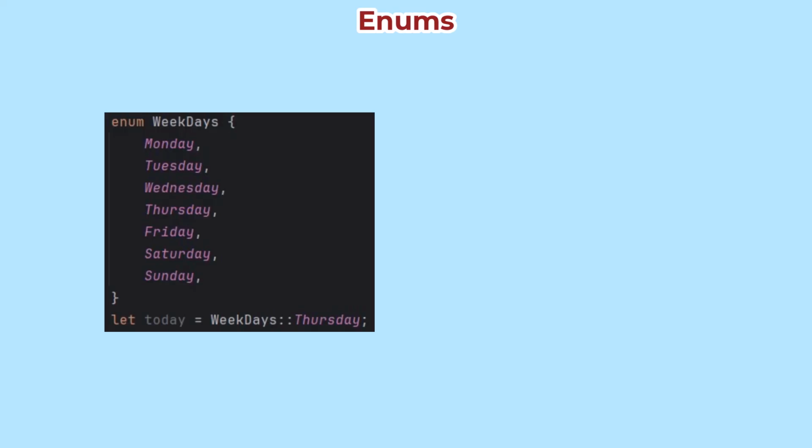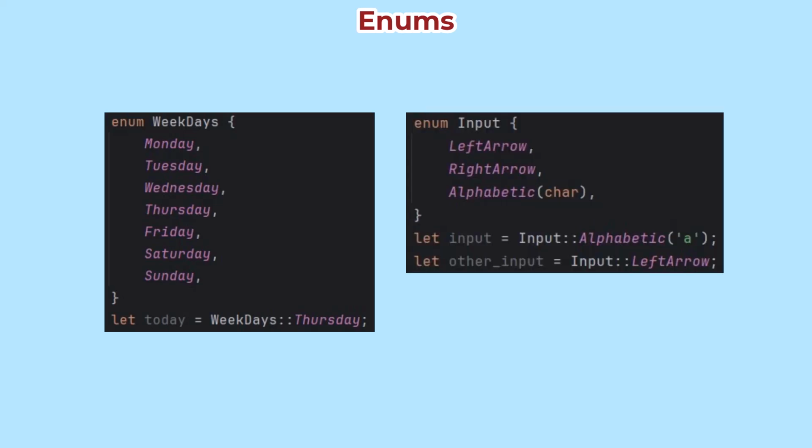For example, suppose we're getting input from a user. We could define an enum for that like this. With this, we could know that the user pressed a left or a right arrow, and if they pressed an alphabetic key, we could store that letter that they typed.